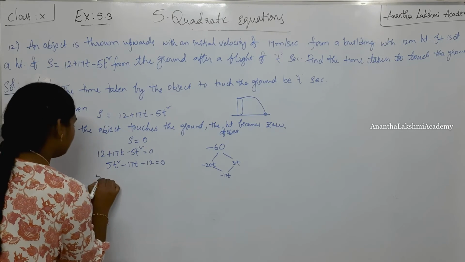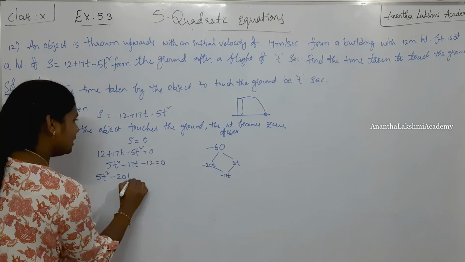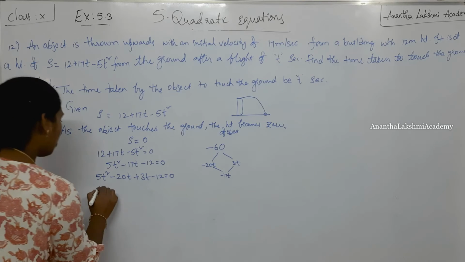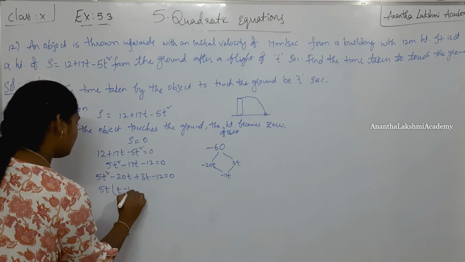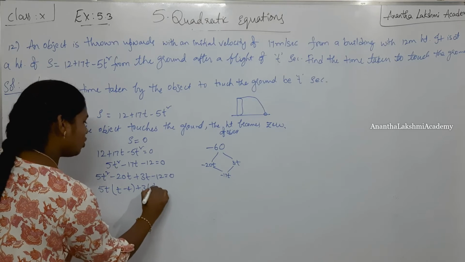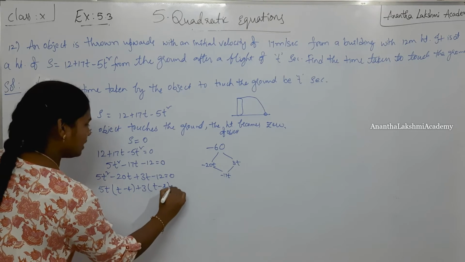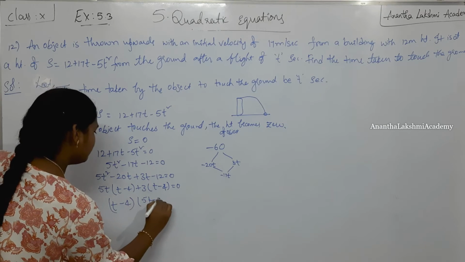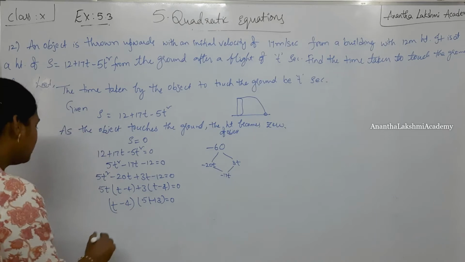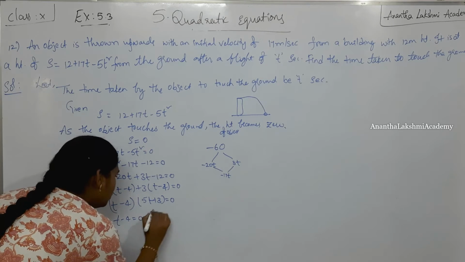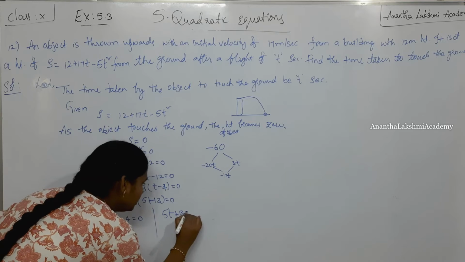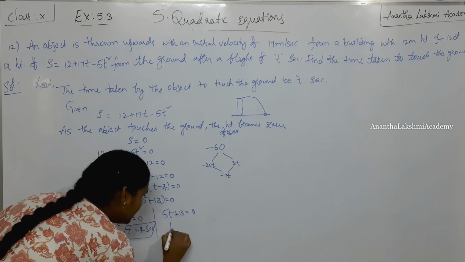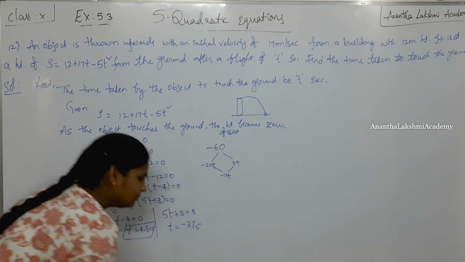Alright, so let's try doing that. 5t square minus 20t plus 3t minus 12 is equal to 0. If I take 5t common from the first two terms, this becomes 5t into t minus 4 plus 3. If I take 3 common from the last two terms, this is going to be t minus 4. So t minus 4 into 5t plus 3 is equal to 0. So t minus 4 is equal to 0 or 5t plus 3 is equal to 0. T is equal to 4 seconds or t is equal to minus 3 by 5.